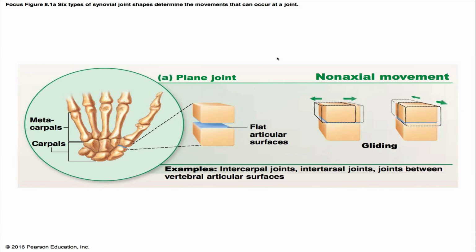So in this illustration, what you can see is a plane joint, and we're looking at your intercarpal joint. You can also find these as intertarsal joints as well as between the vertebral articular surfaces. So notice the movement that we only have over here is a gliding movement, and the articulating surfaces are flat.